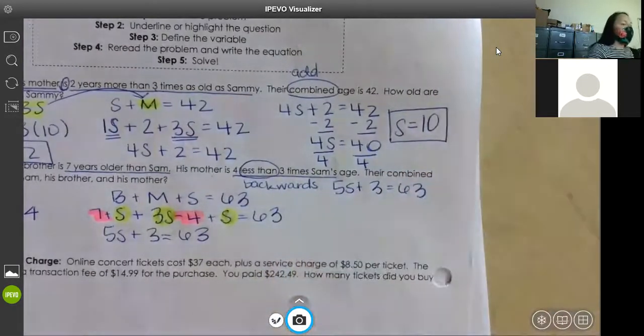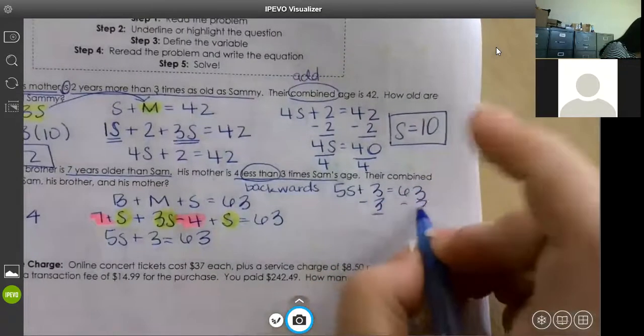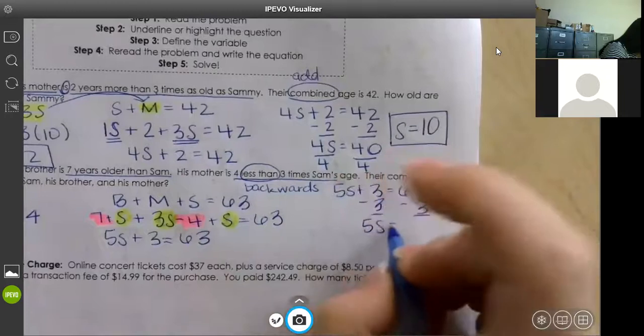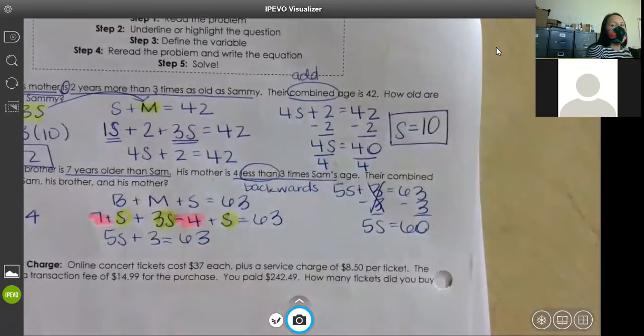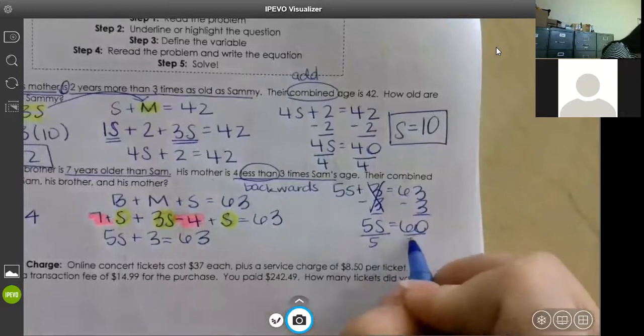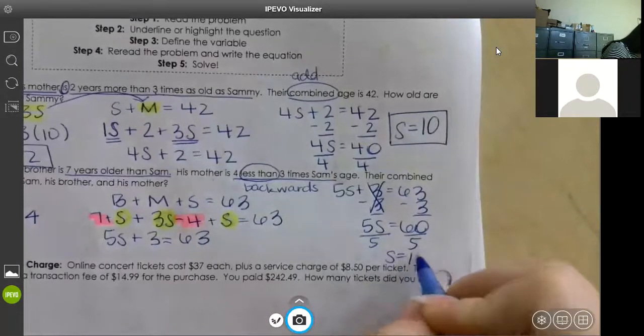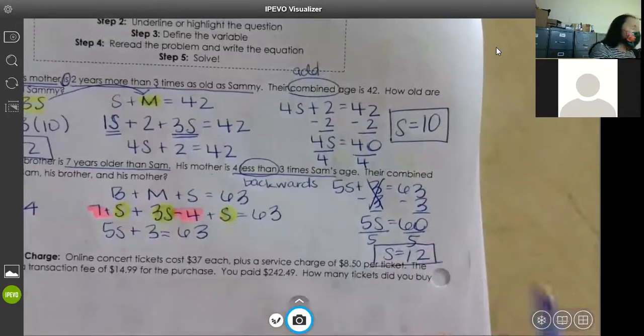How do I solve that equation? That's normal, just like the beginning of the week. What's on the same side as S, but not with it? So I'm going to subtract that 3 over. I get 5S equals 60 because your 3 cancels out. How do I finish? Divide by 5. And S equals 12. So Sammy, this time, is 12.